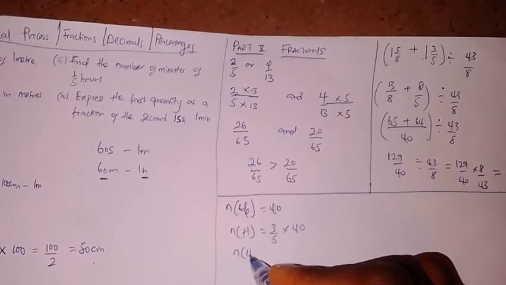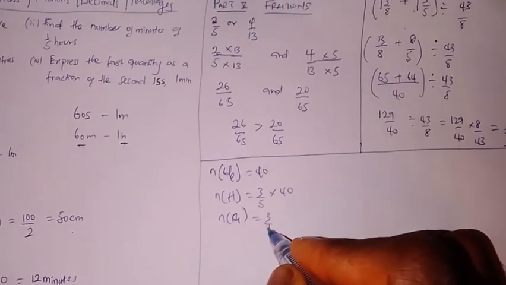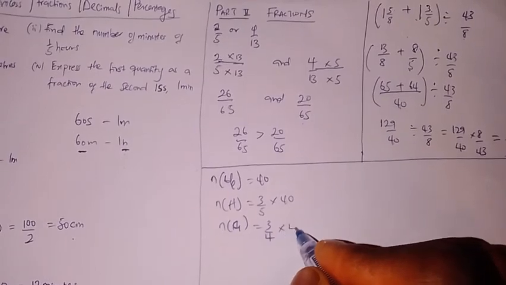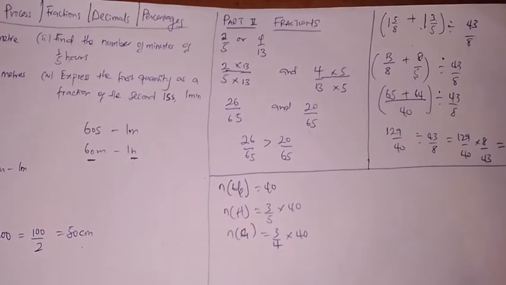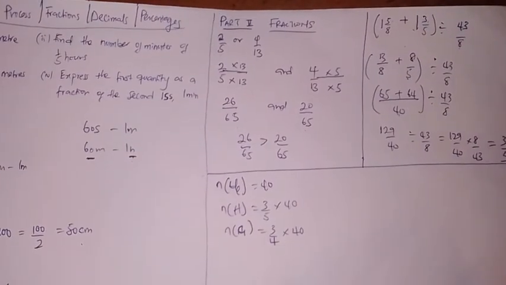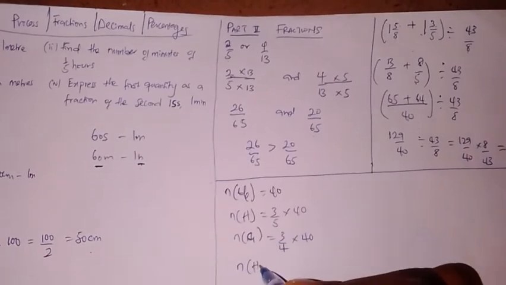The number of those that study geography is 3 over 4 of 40, of the total. Every student studies at least one of the subjects. The first question is, how many students study both subjects? So that's the number of H and G.